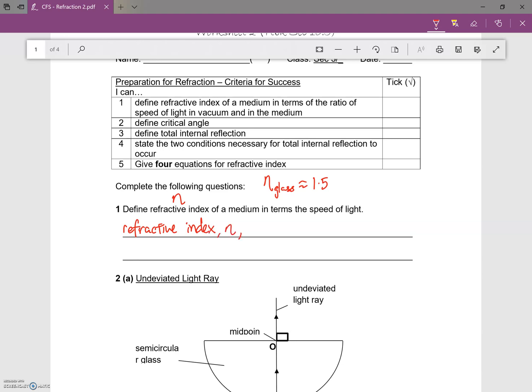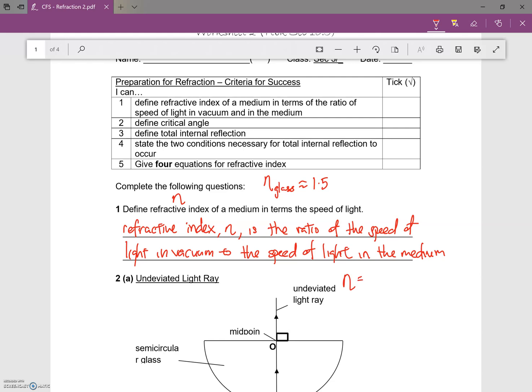is the ratio of the speed of light in vacuum to the speed of light in the medium. This is one of the formulas for refractive index, which is n equals speed of light in vacuum, or sometimes it can be air, divided by the speed of light in the medium.